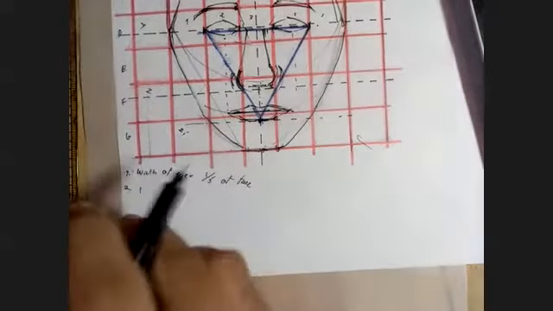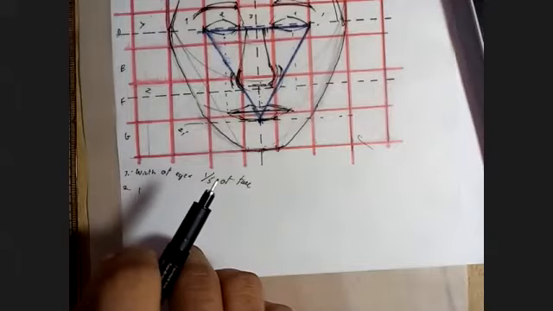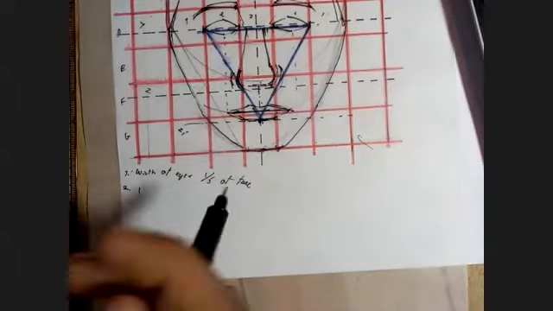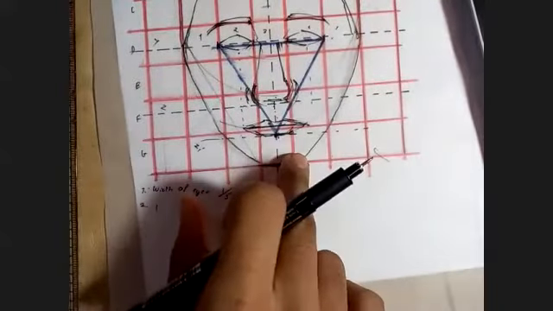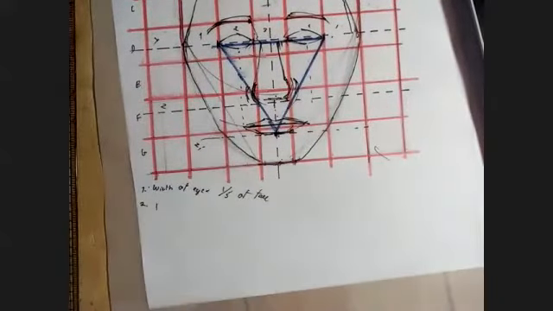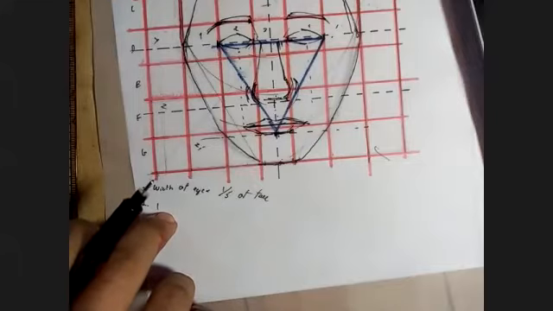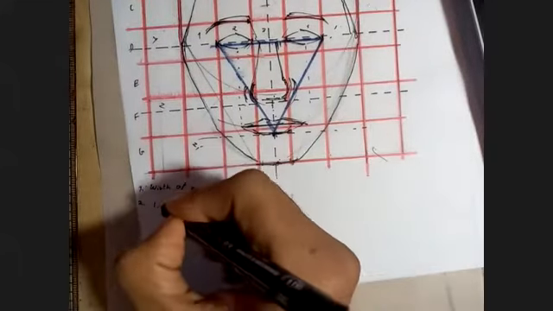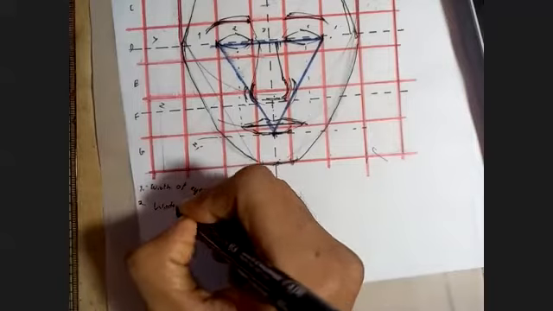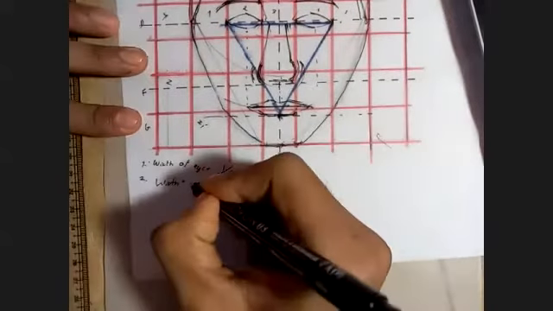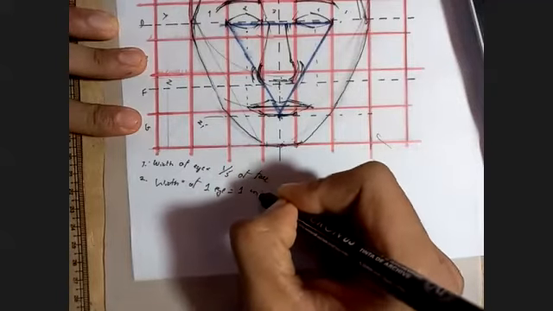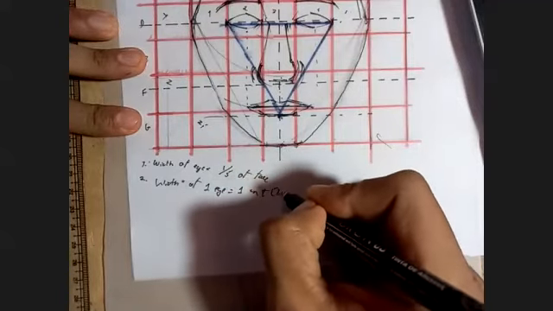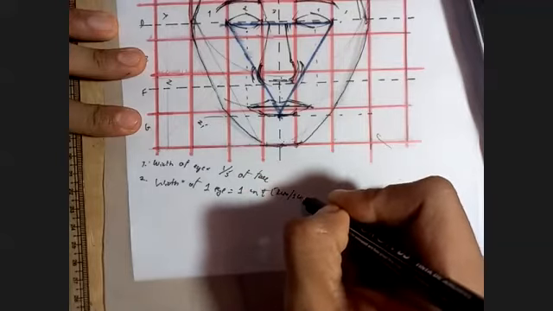Then the next thing is the width of the eye, which is 1/5 of this. That's the main horizontal reading that we need to get. Then the width of this eye. Width of one eye is also equal to 1 unit. This 1 unit can be 2 centimeters, it could be 1 centimeter, depending on what you have drawn. It is going to be 1 unit.